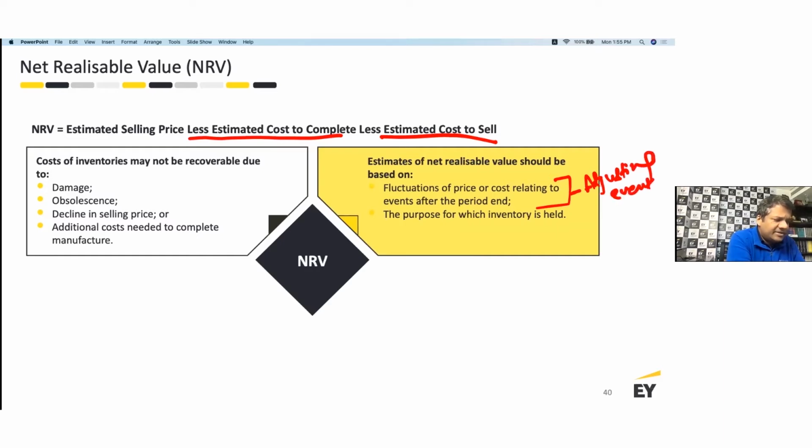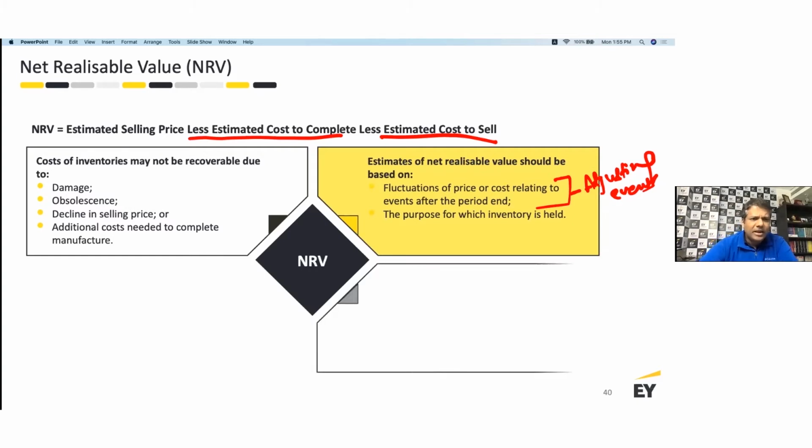That means you have to adjust your assessment of NRV if such events have happened. But if, let's say, there's a fire subsequent to the balance sheet which has resulted in damage, then you don't need to adjust it. That's a non-adjusting event. You may have to do a disclosure. So it depends on the facts and circumstances. But in general, we've seen in practice that you have to adjust it.